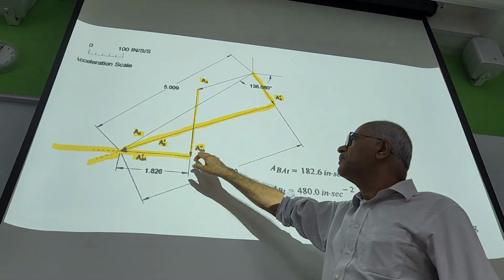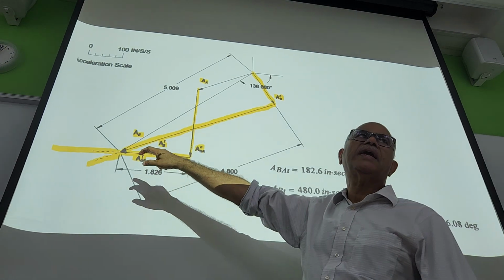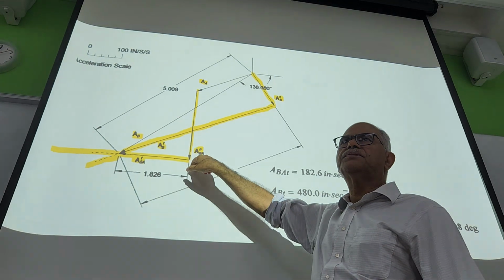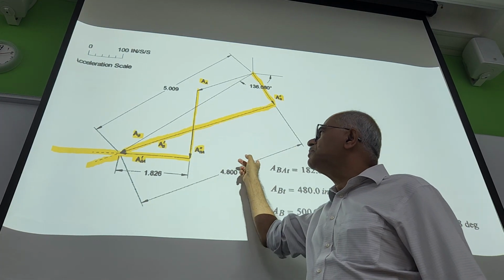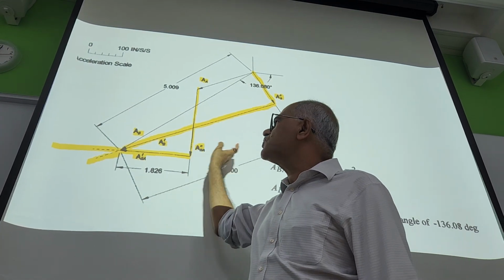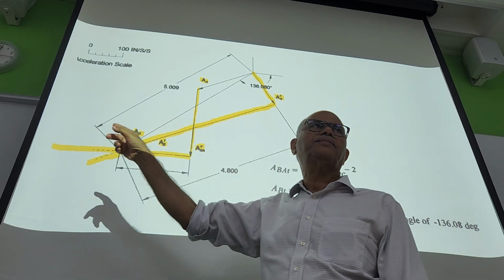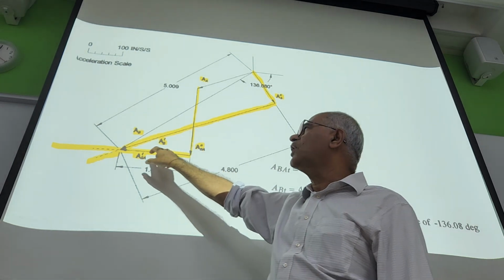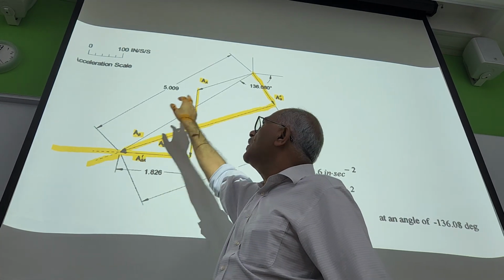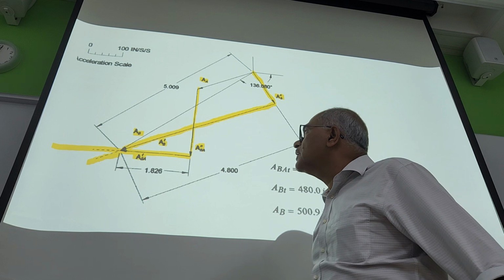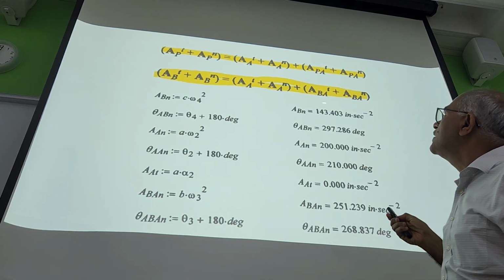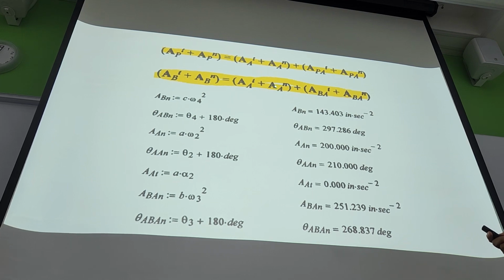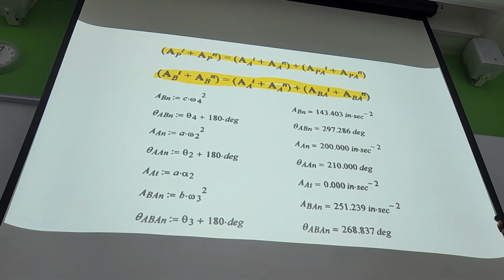Now from the tip of that, we need to draw BA tangent. So BA tangent is simply perpendicular to BA normal. We don't know the magnitude, so just draw a dotted line from the tip of BA normal. So now we have completed this portion of the equation: A tangent, A normal, BA tangent, BA normal.